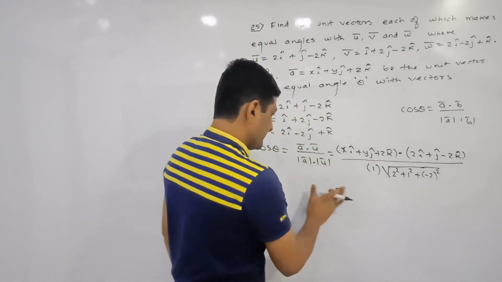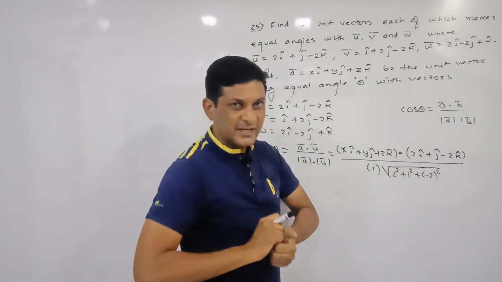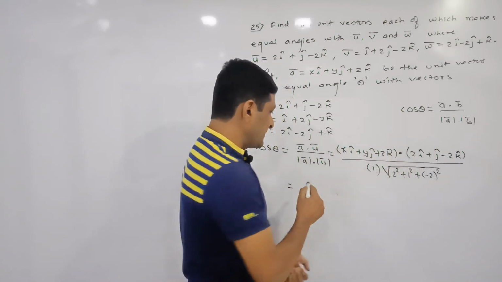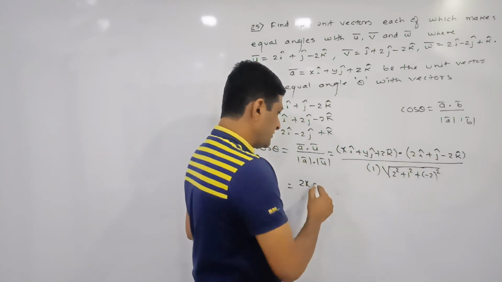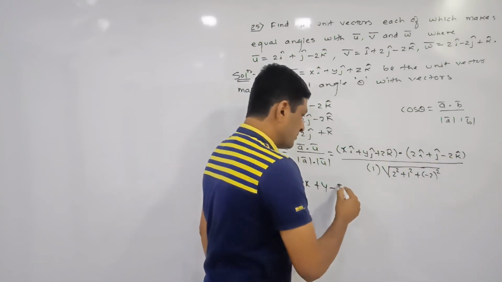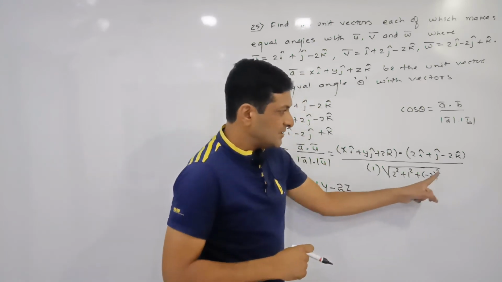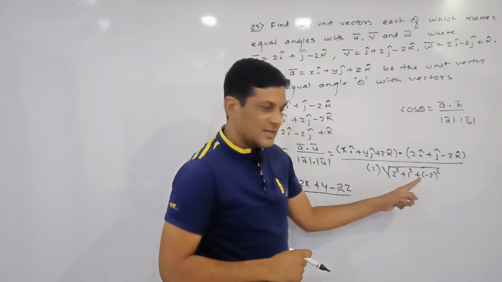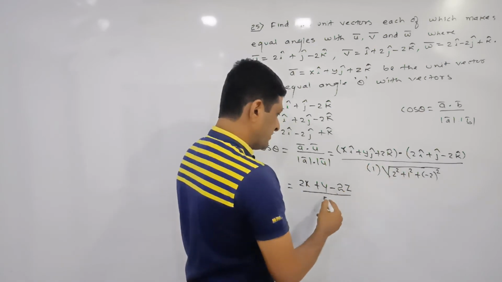Now find the dot product of these two vectors. Both vectors are in Cartesian form. So first take the product of the coefficients of i cap, that is 2 into x is 2x. Then the product of the coefficients of j cap, that is 1 into y is y. And lastly z into minus 2 is minus 2z. In the denominator, square of 2 is 4, square of 2 is 4, and square of 1 is 1, so 4 plus 4 plus 1 is 9, and the square root of 9 is 3. 3 into 1 is 3.